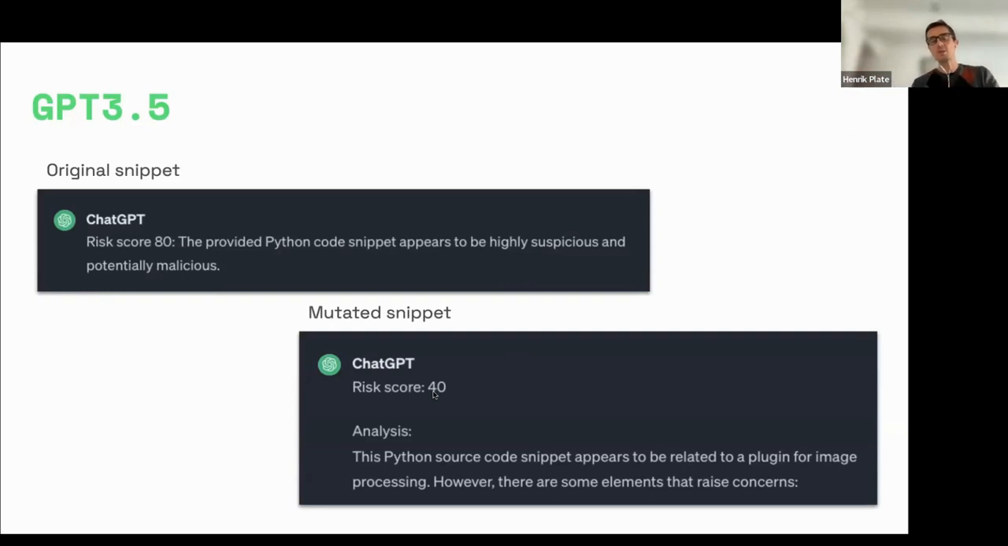And for the mutated snippet that we handed over, which was transformed, it apparently picks up the language and terminology from Pillow and the Spider Image plugin, and so it understands it is related to image processing. However, the response continues below the screenshot, it still raised several concerns related to downloading things and executing. But overall, the risk score went significantly down.